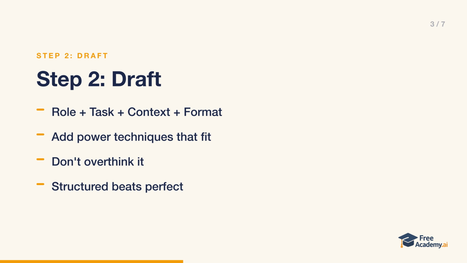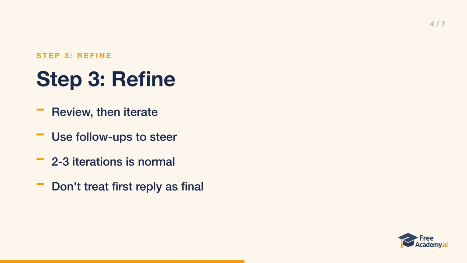So give the AI a role, tell it the task, feed it the context it needs, and specify the format you want. Then send it and see what comes back. Step 3 is refine. Read the output and iterate. Use the follow-up toolkit from earlier in the course to steer it. Fix one specific thing at a time.